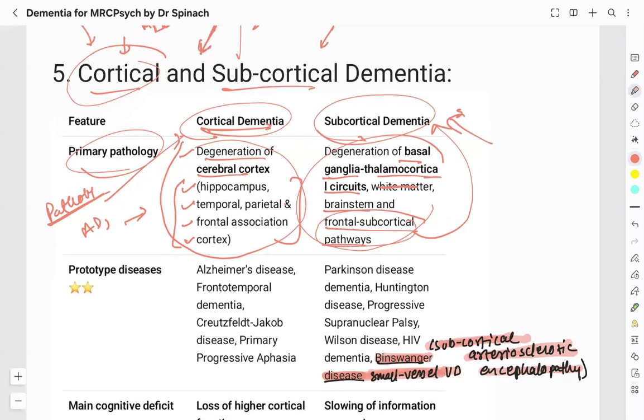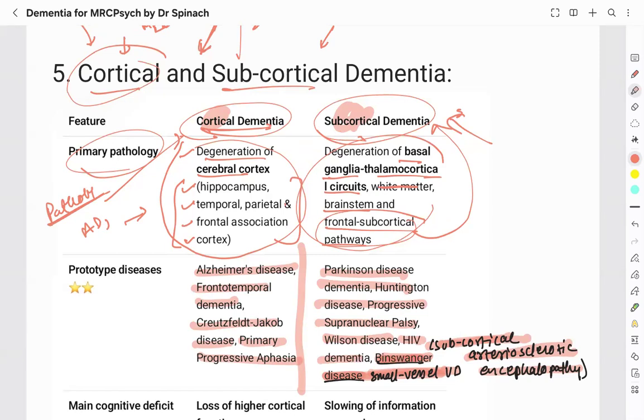So, Alzheimer's dementia, frontotemporal dementia, prion disease, and primary progressive aphasia all come under cortical dementia. Then we have the subcortical ones, which we have already discussed. Progressive supranuclear palsy is also a part of subcortical dementia, along with Wilson's disease and HIV dementia.